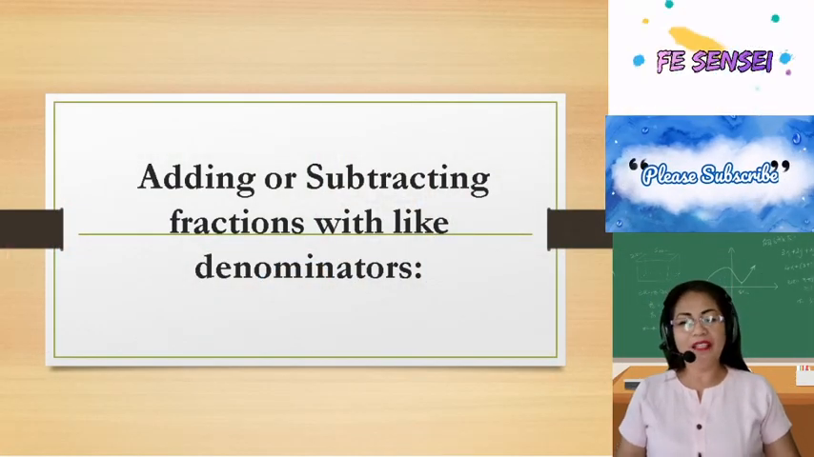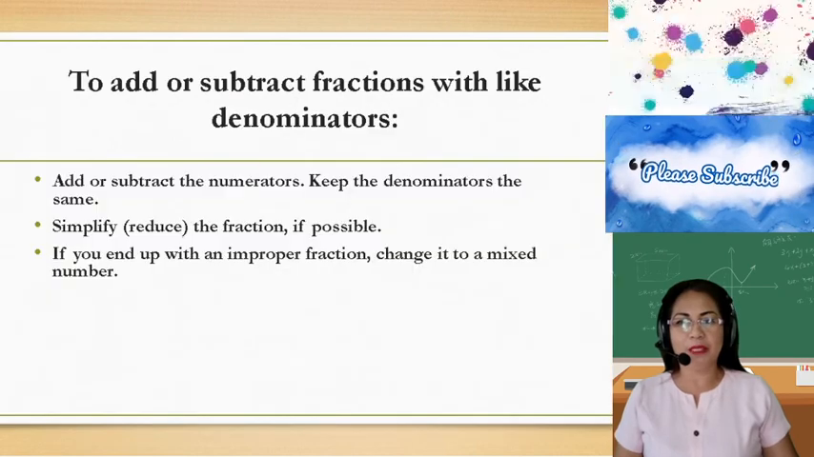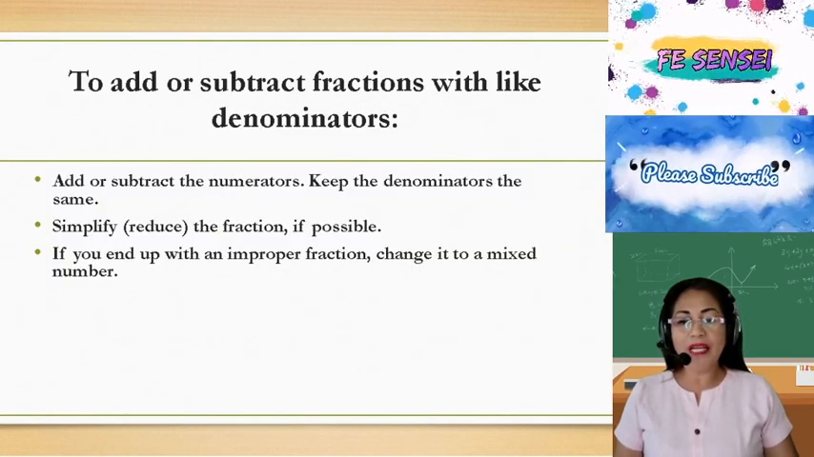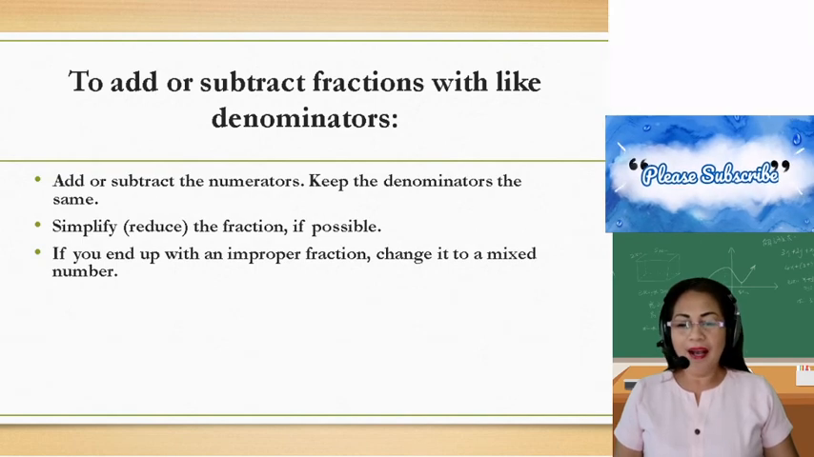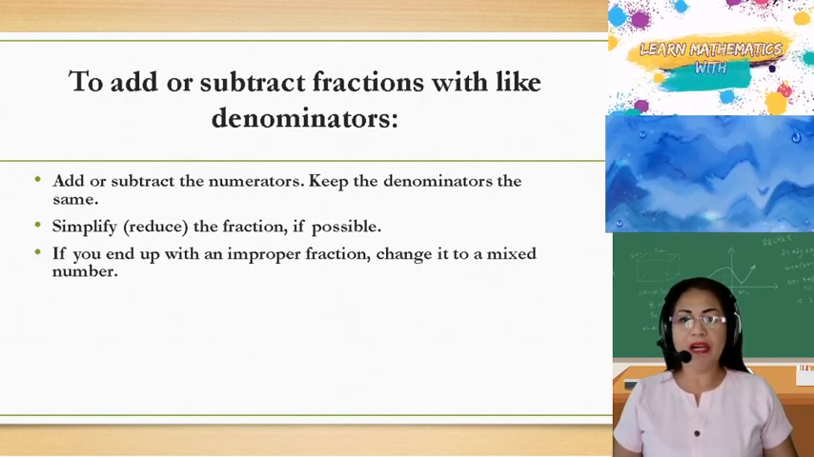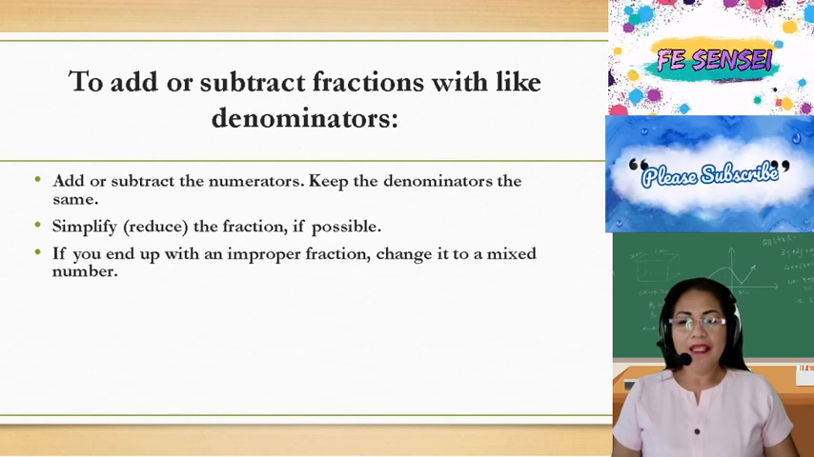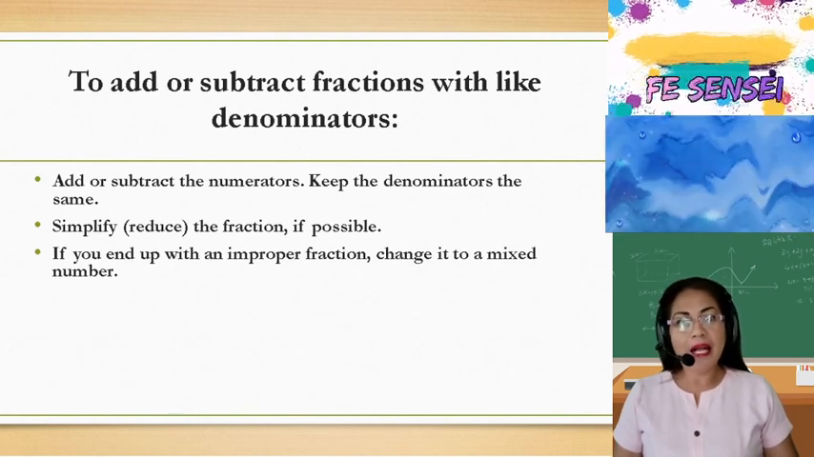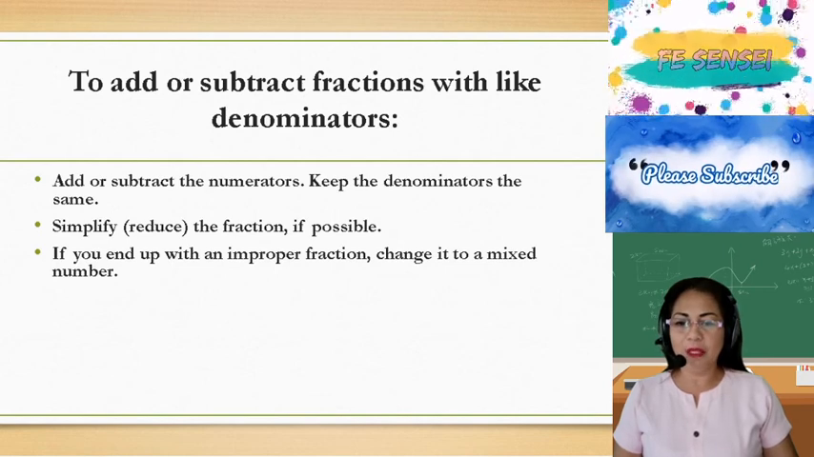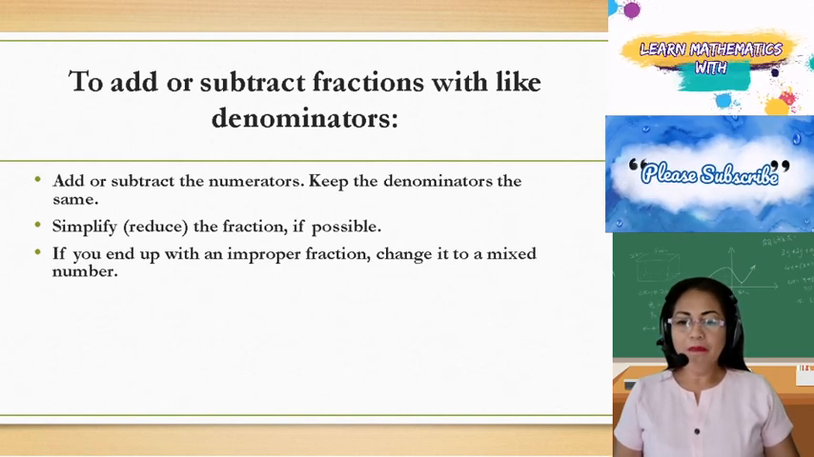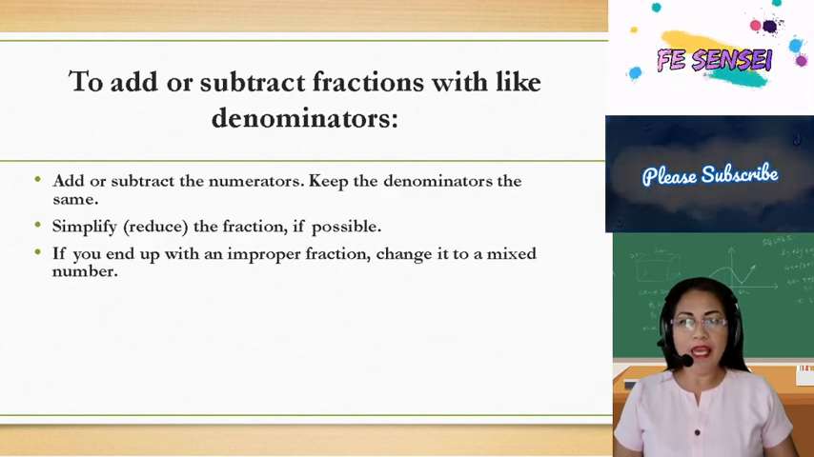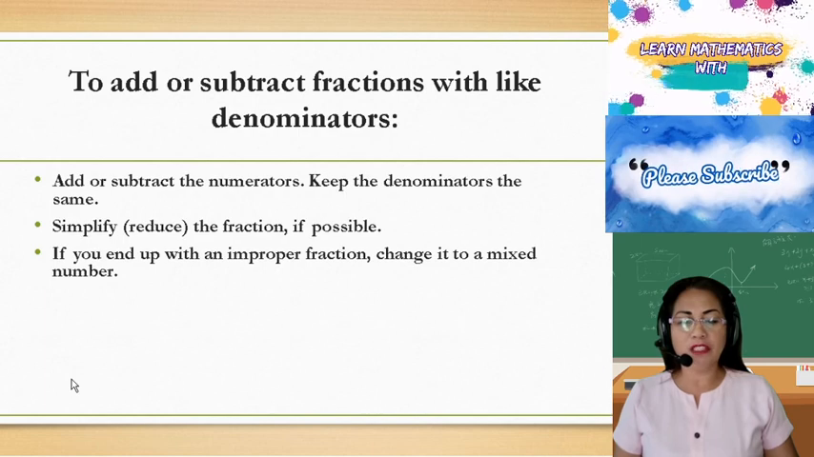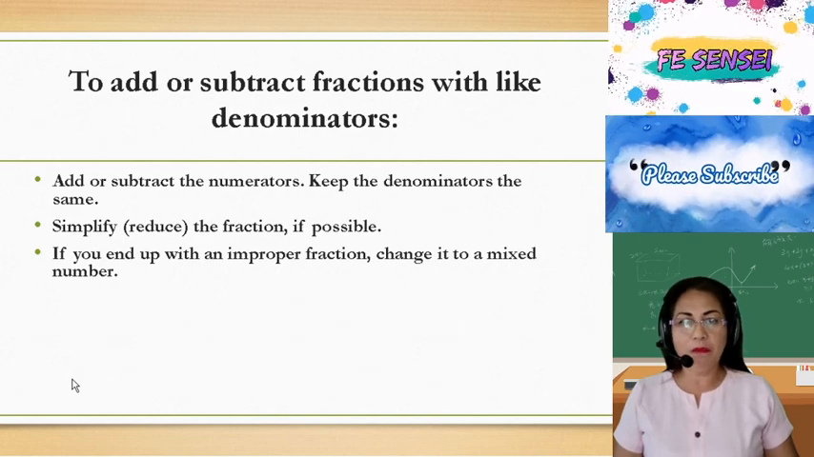Adding or subtracting fractions with like denominators. To add or subtract fractions with like denominators, add or subtract the numerators. Keep the denominators the same, or just simply copy the common denominator. Simplify or reduce the fraction if possible. If you end up with an improper fraction, change it to a mixed number.